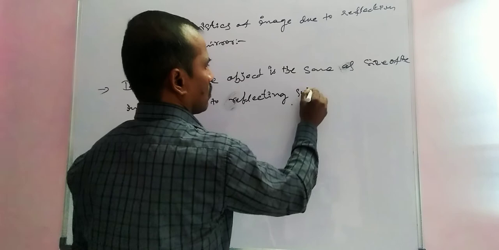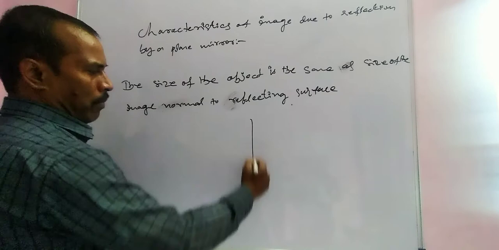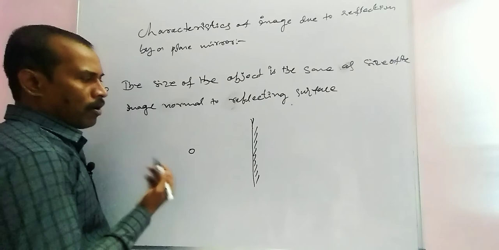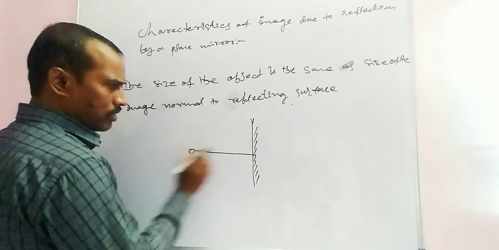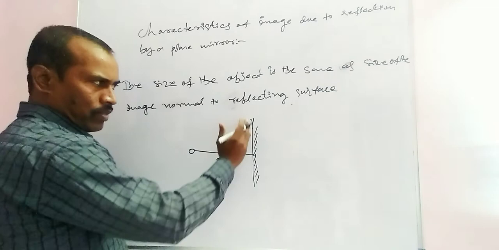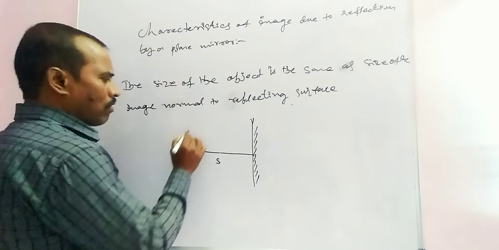That means here, this is a plane mirror. The size of the object, for example, O is the object. Draw the distance of the object from the mirror, for example S. This point O is the distance of the object from the surface of the plane mirror, for example S. The size means the height. This is H1, for example.